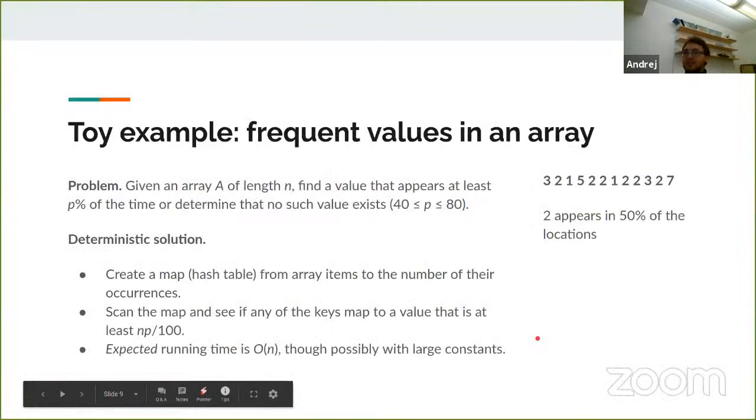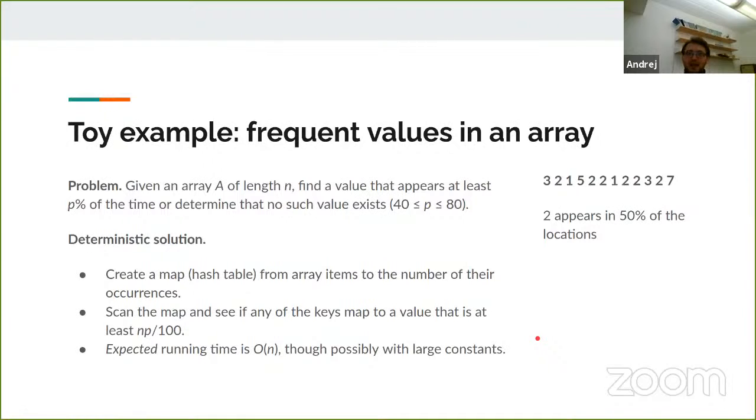Now let's actually turn to the first problem, our first example, and this is something announced earlier. Let's say you're given an array A that has length n, and you're asked to find a value that appears at least p% of the time, or you have to determine that no such value exists. The constraint is that p is between 40 and 80. So you're not looking for the item that appears the greatest number of times. You're not looking for a particular value that you've been given. You just ask, is there a number that occurs between 40 and 80% of the time, or p% of the time at least?